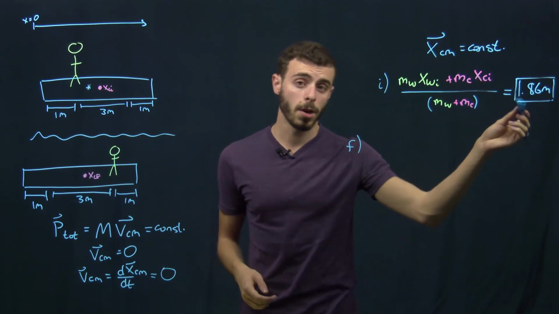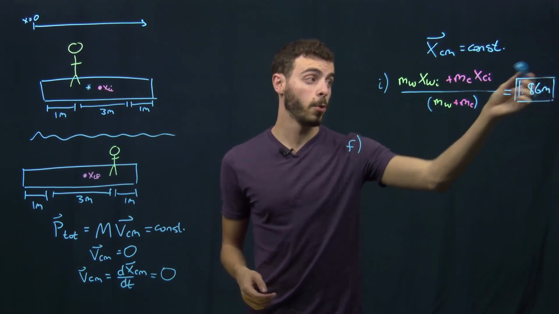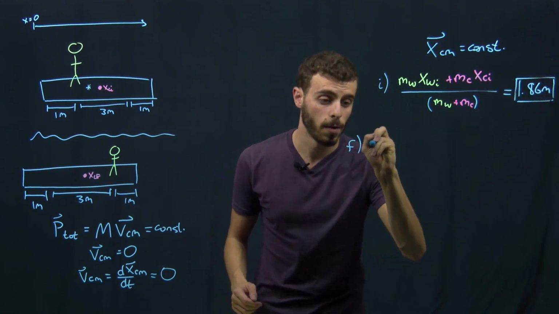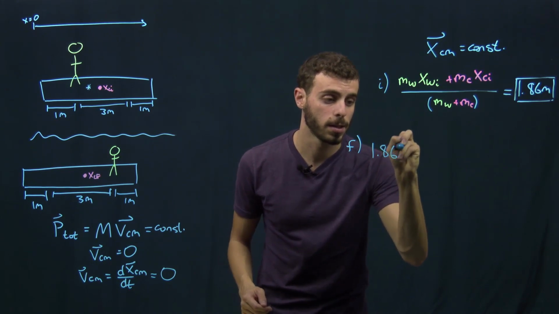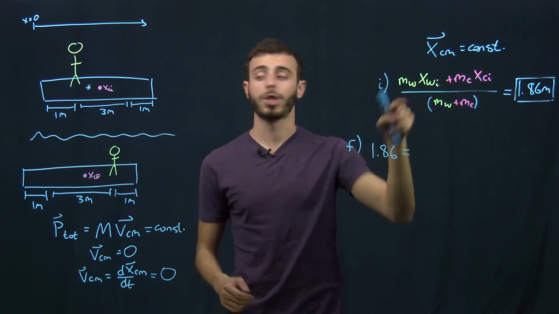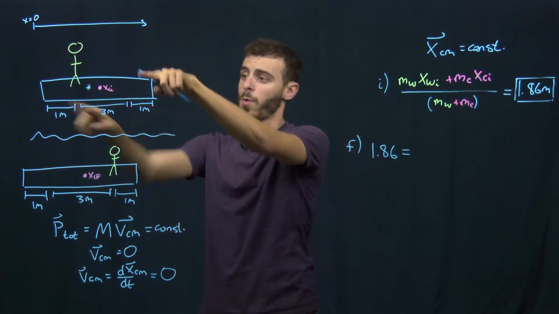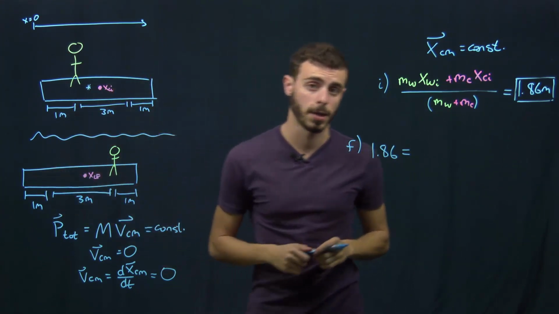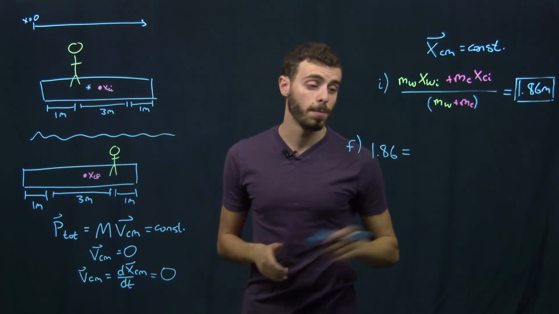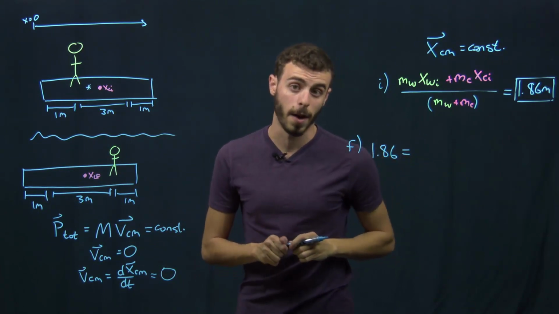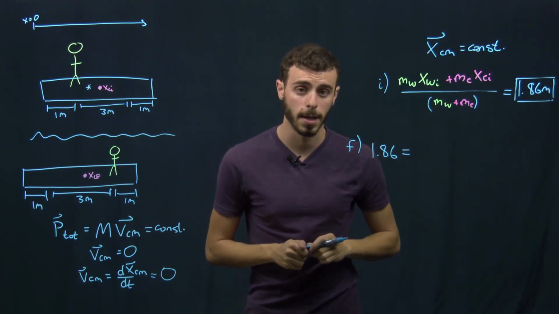But for our final scenario, we know the center of mass must still equal 1.86. So I'm going to write 1.86 is still the center of mass. But now our positions of the woman and the canoe have both changed. They've sort of swapped, and we don't really know how far they've moved, but we can solve that now by setting our final center of mass equal to 1.86.